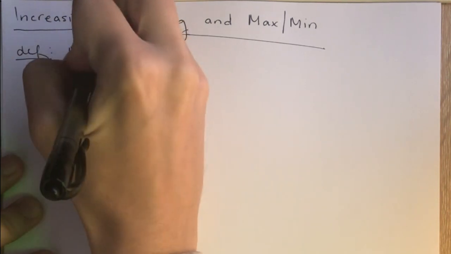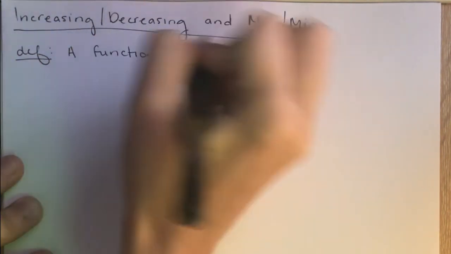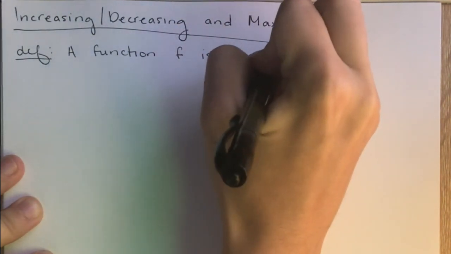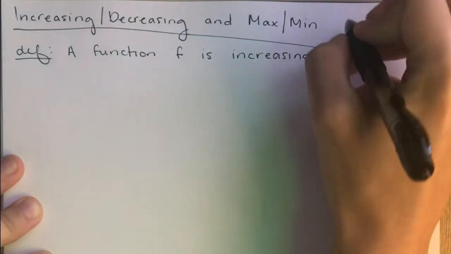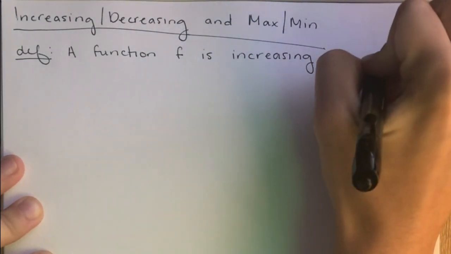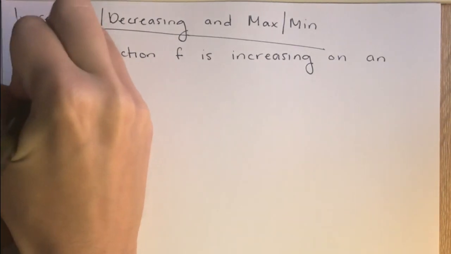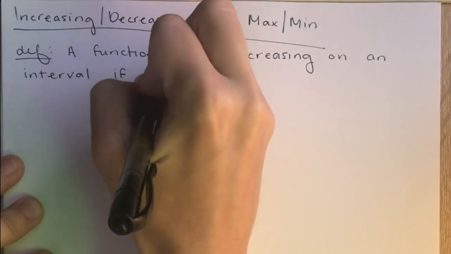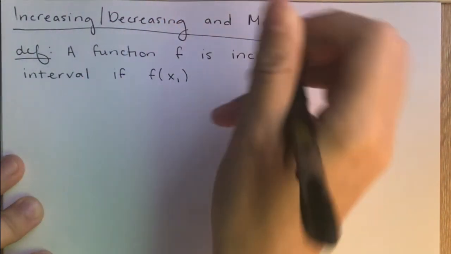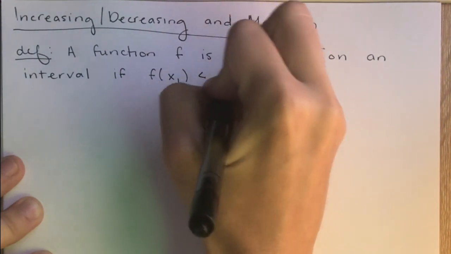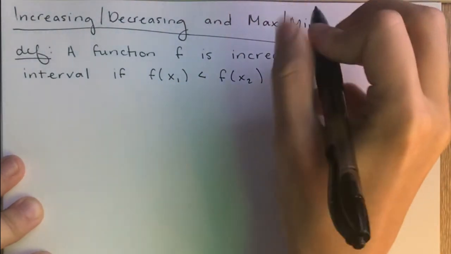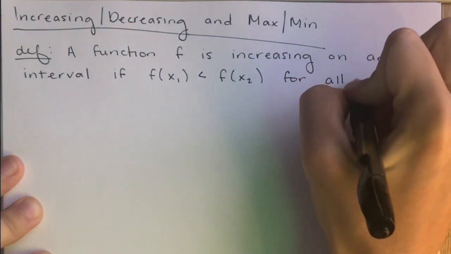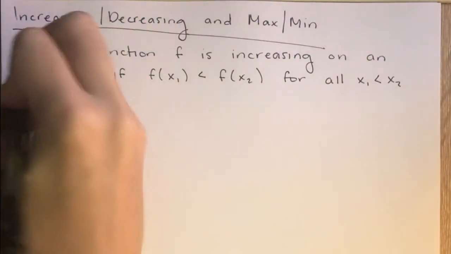A function f is increasing on an interval if f of x1 is less than f of x2 for all x1 less than x2 on that interval.